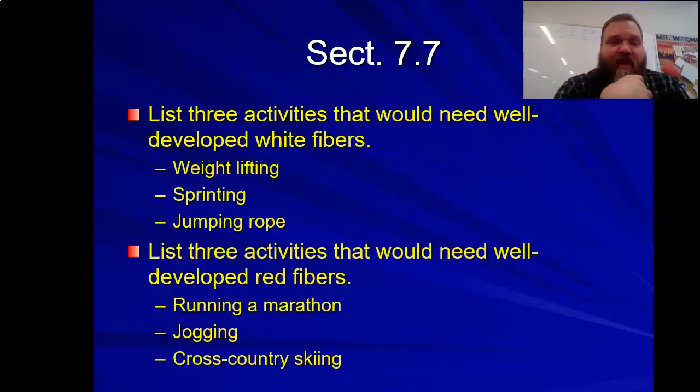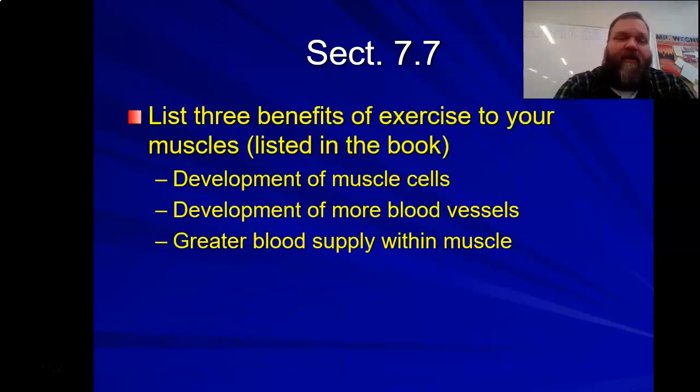List 3 activities that would need well-developed white fibers: weightlifting, sprinting, and jumping rope. Again, these are all short bursts of energy that are needed. Muscles that require red fibers: running a marathon, jogging, cross-country skiing. So people that run a marathon have more red fibers in general than people who do weightlifting or sprinting. Those people usually have more white fibers. 3 benefits of exercise to your muscles: development of muscle cells, development of more blood vessels, and greater blood supply within the muscle.